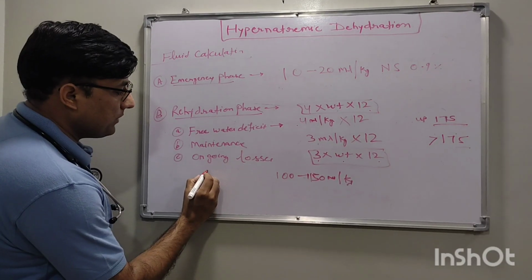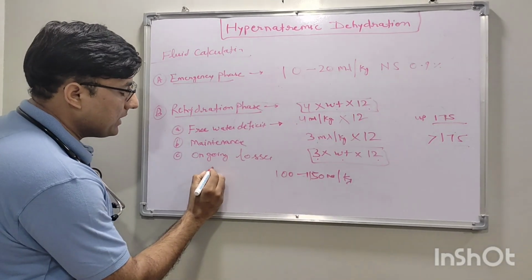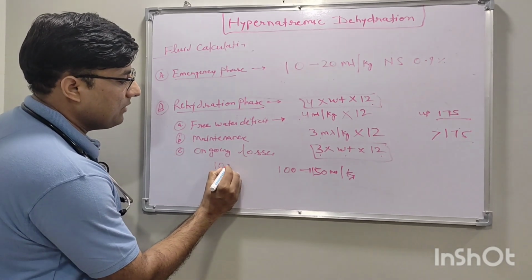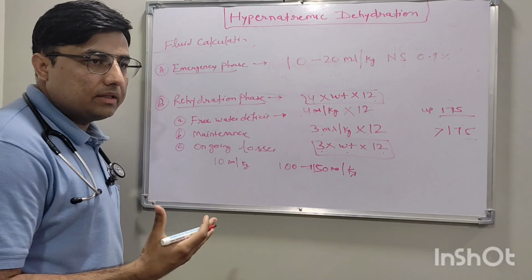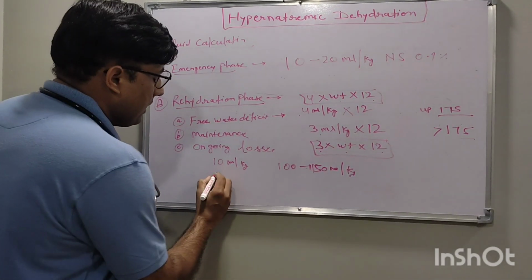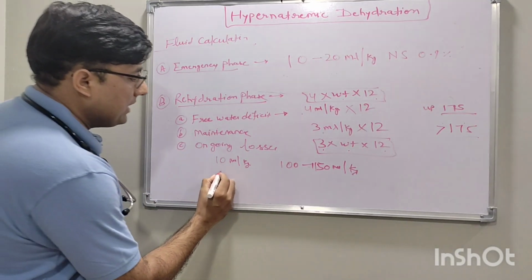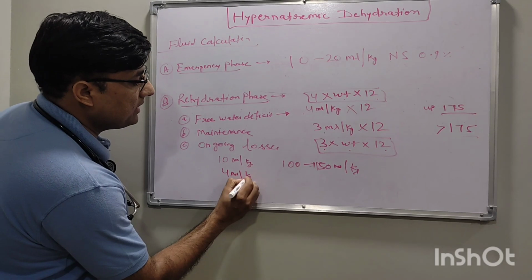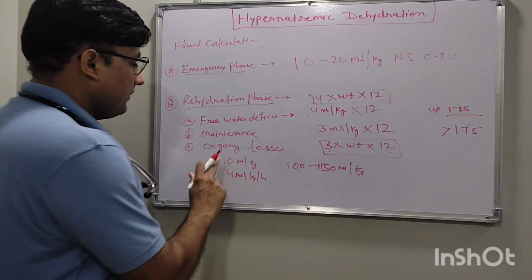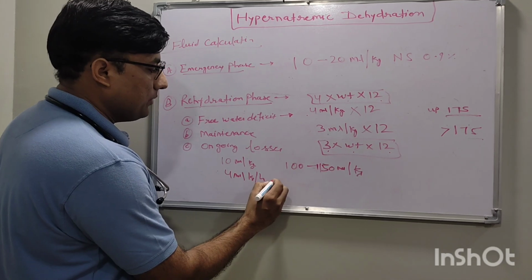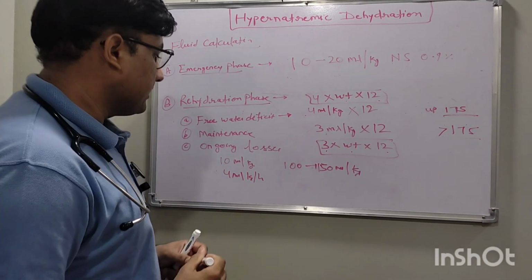Okay, so if the baby is having loose motion, then per stool we will replace 10 ml per kg. If the baby is having vomiting, that vomiting will be replaced. And if the baby is having polyuria, with urine output more than 4 ml per kg per hour, that will be replaced. Okay, so what fluid will be replaced, we'll discuss in fluid choices.